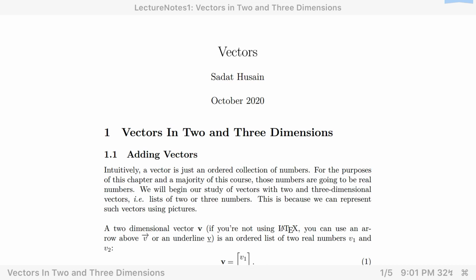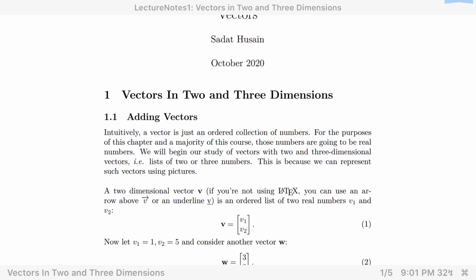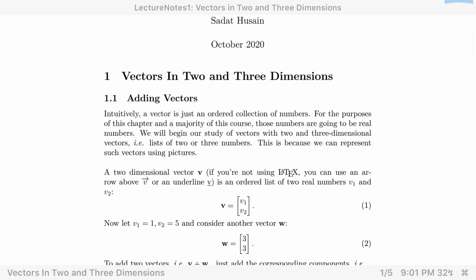How do we define vectors? We define vectors as an ordered collection of numbers. What do I mean by ordered collection of numbers? Is that the numbers do not just form a set, they have to be in specific positions.